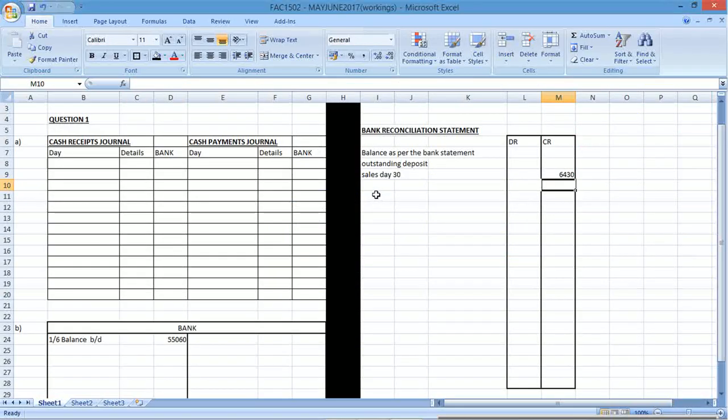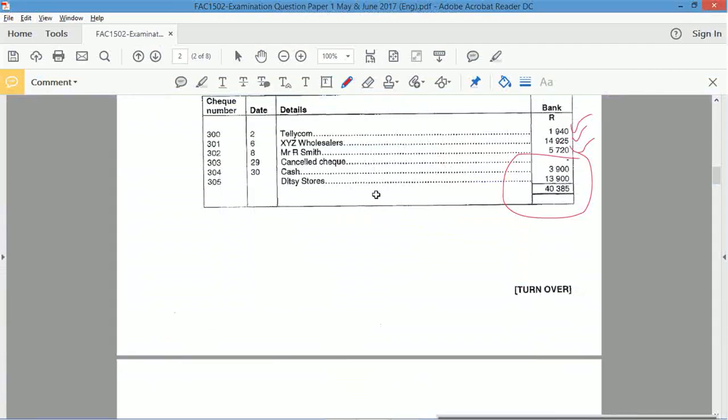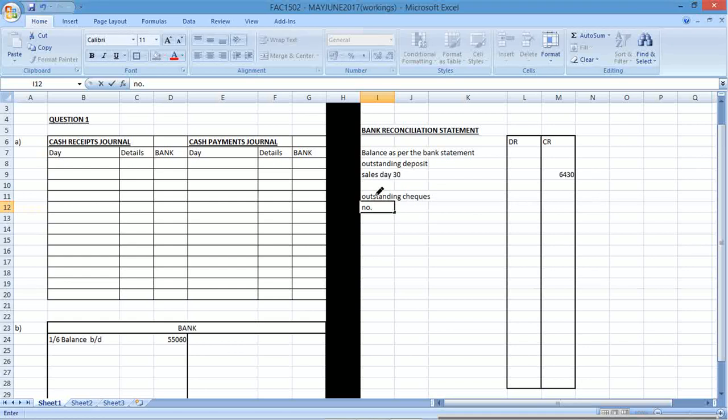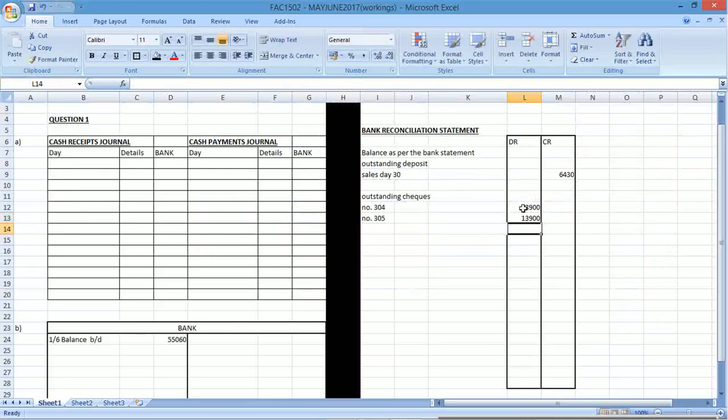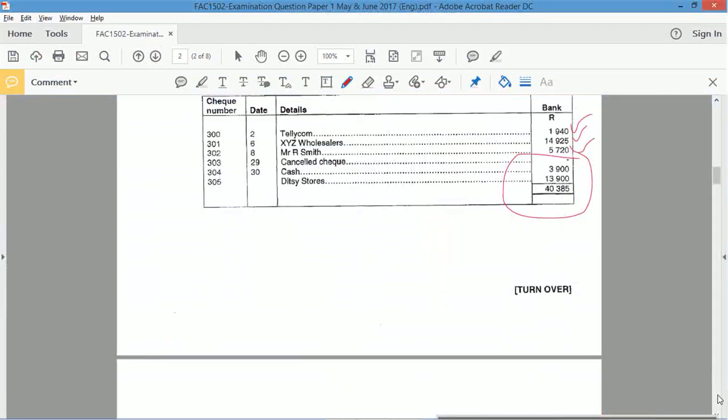They're in the check, so they're outstanding checks. Outstanding checks go to your bank reconciliation. Outstanding checks number, what were they? 304 and 305. Okay, let's record the amounts in. 3,900. 13,900. Okay, those are the two checks. Do you agree? Yes. Okay, then what? Go to the next bit. Now I can cross that out. Looked at it. Don't need to look at it again.